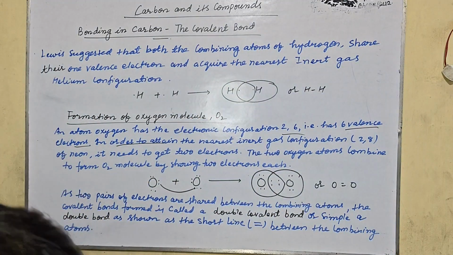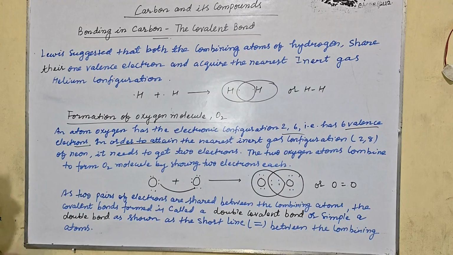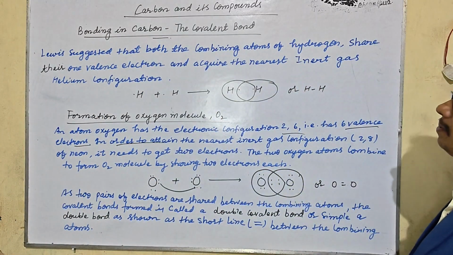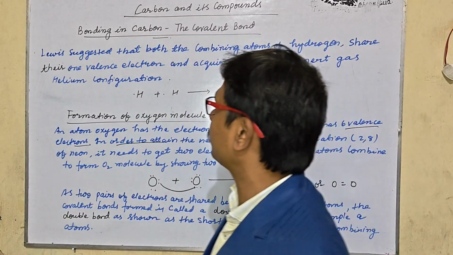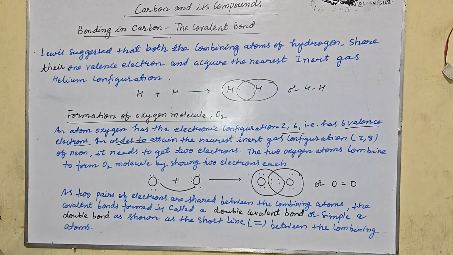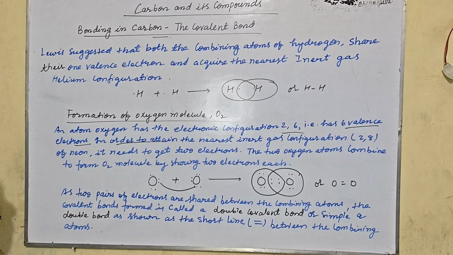We are discussing chapter number 4, carbon and its compounds. Let us discuss the second video of the topic bonding in carbon, the covalent bond. We discuss the electronic configuration and the formation of the covalent bond. Let us now discuss the formation of covalent bond in a few molecules.